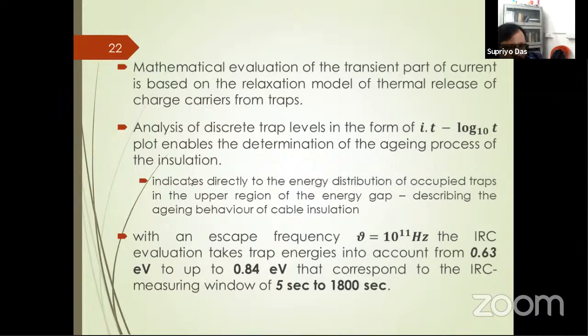It is observed by some researchers that if the escape frequency is around 10 to the power 11 Hz, then IRC evaluation takes trap energies from 0.63 electron volt up to 0.84 electron volt. That corresponds to an IRC measuring window of 5 seconds to 800 seconds. Means if we measure within this range and assume the escape frequency is 10 to the power 11 Hz, the trap level varies from 0.63 electron volt to 0.84 electron volt.